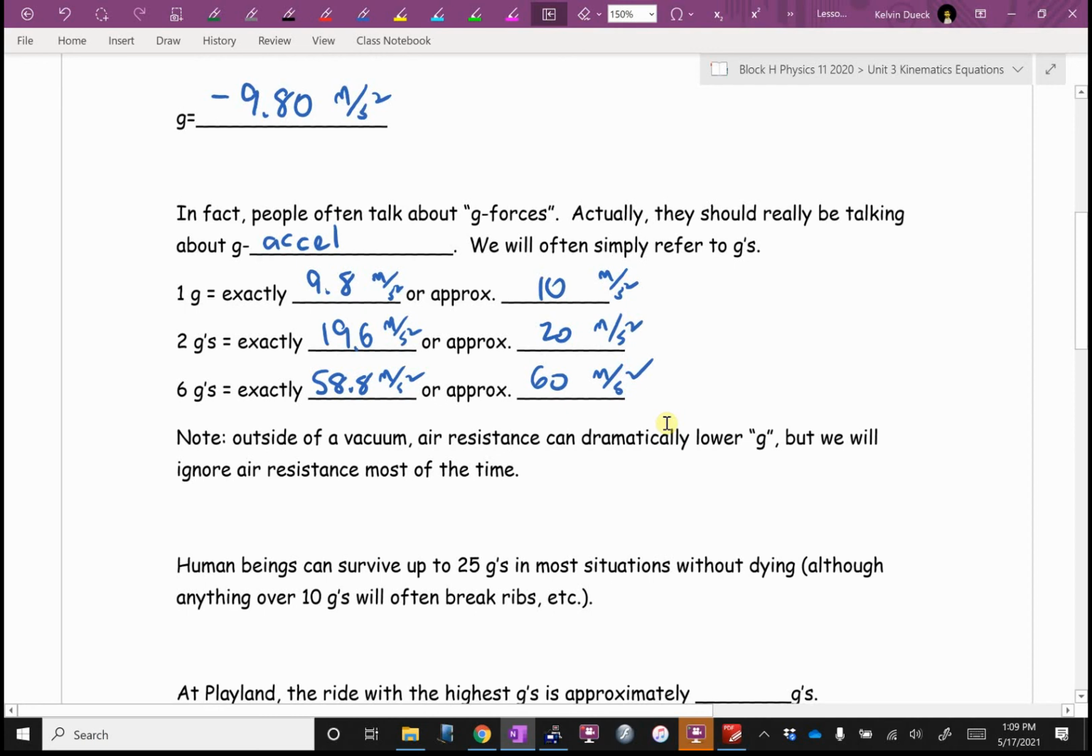Outside of a vacuum, air resistance can dramatically lower g. Next class, you'll see a video of me jumping out of an airplane. And the fact that I'm alive is because air resistance lowered g to near zero. But we're going to ignore air resistance most of the time.